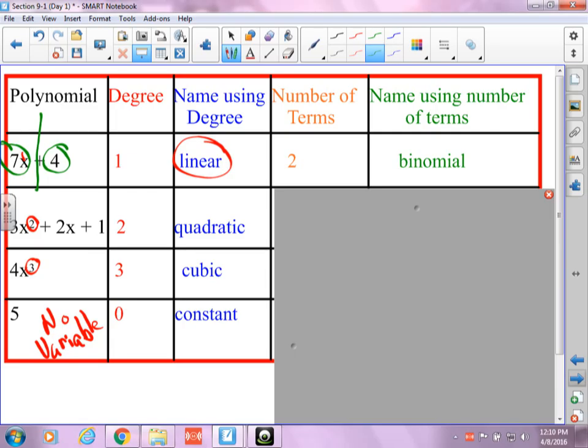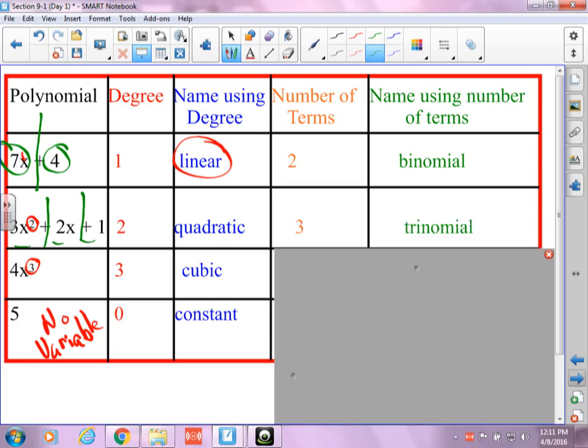Now take a look at the next one. You cut it where the addition signs are. Okay? I got 1, 2, 3 terms. So I call it a trinomial. So this is a quadratic trinomial. Makes you sound really smart. That's a quadratic trinomial.